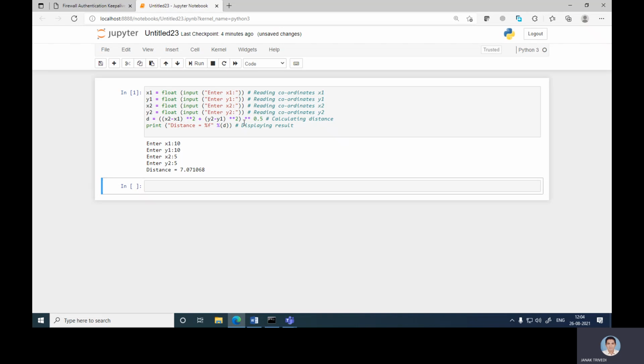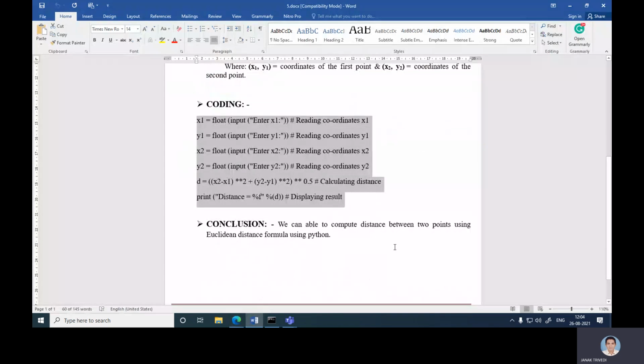the calculation of this particular formula. So that is the way we are able to complete this practical. In this practical, we try to understand how to compute distance between 2 points using the Euclidean distance formula.